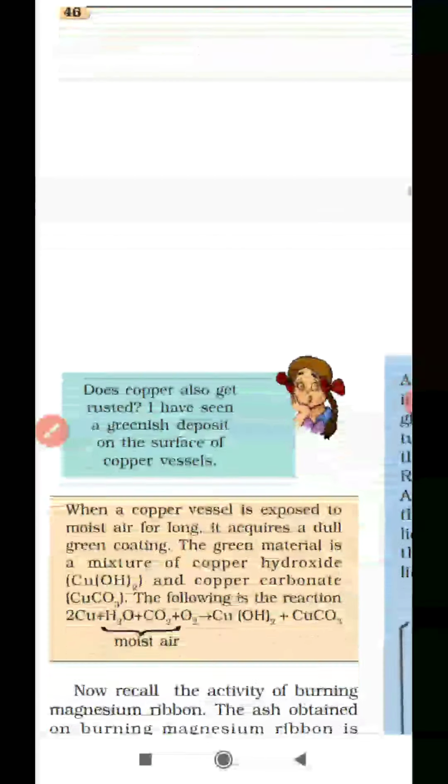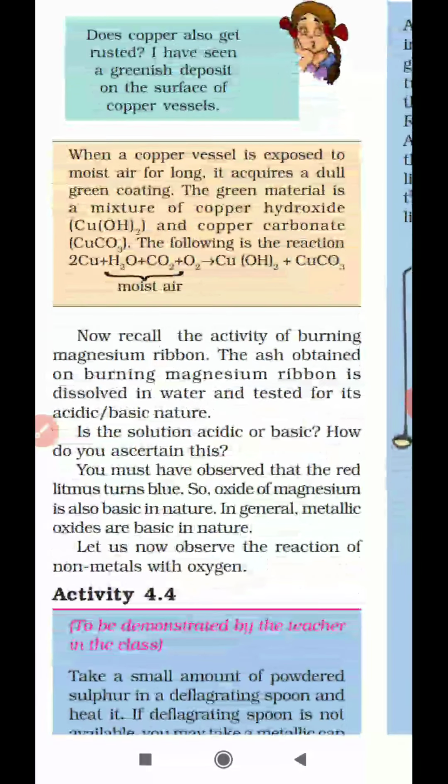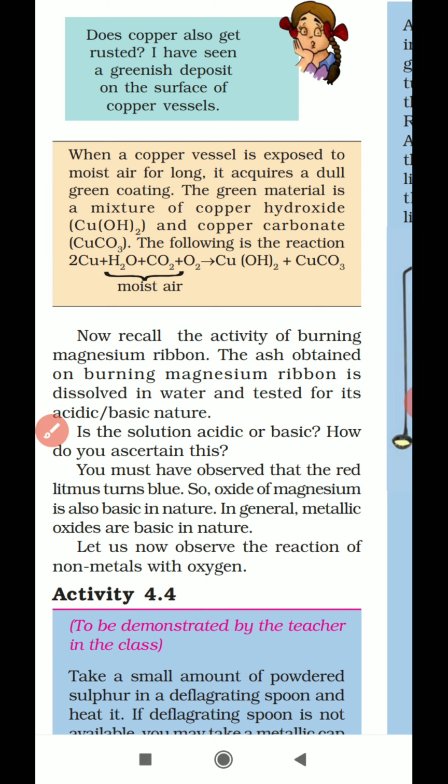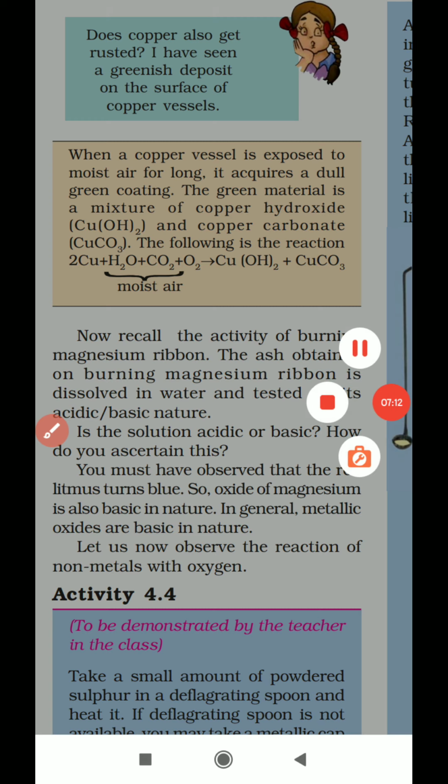Now let us enter into the next chemical property of a metal, when it reacts with oxygen. What happens when magnesium ribbon is heated in presence of oxygen? When magnesium ribbon is heated in presence of oxygen, a white ash powder is formed. So how is it formed? Let me share a video. Let us see what happens when magnesium ribbon is heated in presence of oxygen.